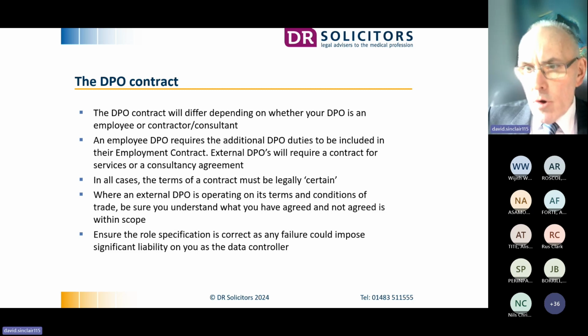Has the contract got all the relevant terms in it so that they're properly employed, you're not breaching employment law, or indeed you're contracted, they're contracting with you to do a particular job, that the job is set out, what they're not doing is also set out, and in particular, are you able to dismiss or discipline them?